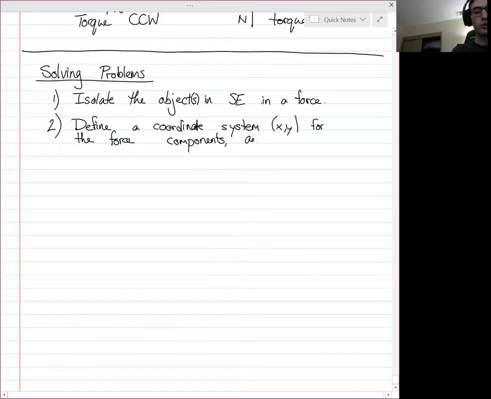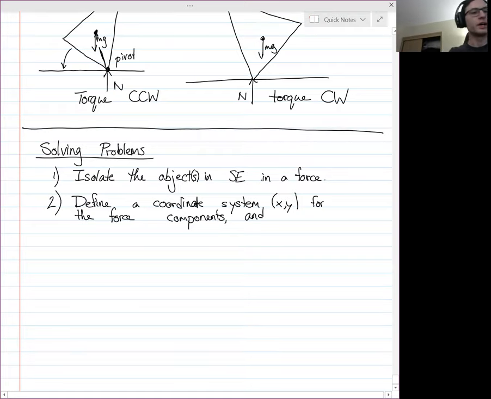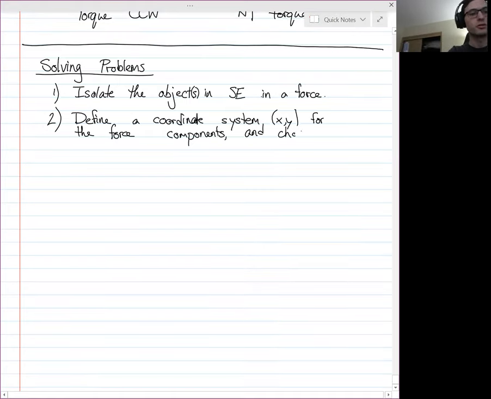And also, in addition to what we did before, when doing tipping problems, do we have to find a point of rotation? Yes, but if an object is rotating, it's rotating about any point. So I could have chosen the center of mass for the rotation, and that would have been equally valid. So we've defined a coordinate system for the force components, and we have to choose a direction, which is either clockwise or counterclockwise, for a positive value of torque.